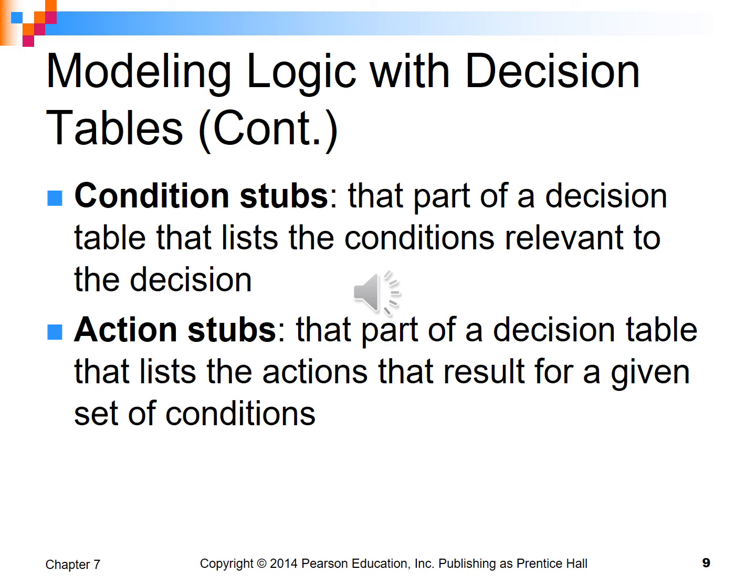If we look at the symbols in that table, it's very, very important. If you get an exam question to construct a decision table, those are the important parts which should appear in your table: the condition stub, the action stub, and the rules. Condition stub is the part of the decision table that lists the conditions relevant to the decision, like if hourly, if salary, and less than 40, whatever those are. Action stub is the part of the decision table that lists the actions that result for a given set of conditions.